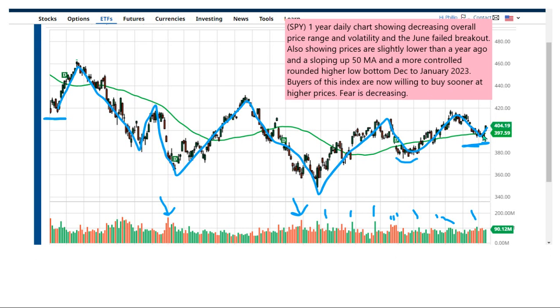Buyers of this index are now willing to buy sooner at higher prices, as indicated by these pivots right there. So fear is decreasing. Again, fear is a powerful emotion, just like greed. And it looks to me like fear is starting to decrease. We've had these volume spikes on these pivots. See the red volume increasing, and now we're starting to see green volume increase. In other words, people are willing to buy again. Their fear has subsided, at least to some degree. So that's what we're looking at there.